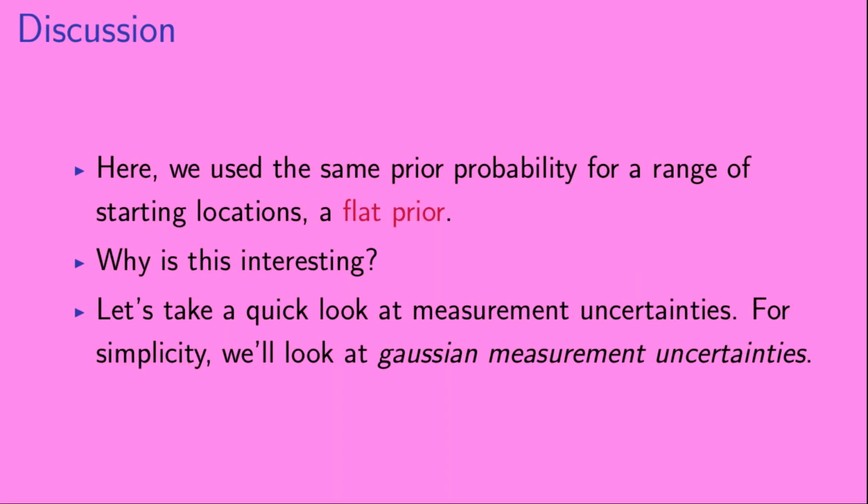Okay, so here we used the same prior probability for a range of starting locations. We used a flat prior. Why is this interesting? Let's take a quick look at measurement uncertainties. For simplicity, we'll look at Gaussian measurement uncertainties.